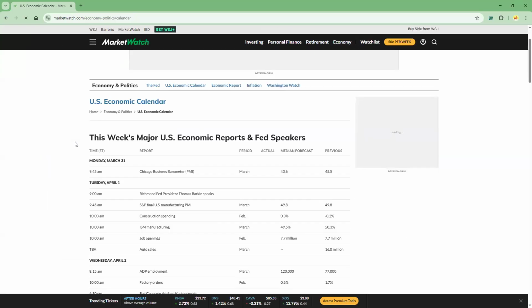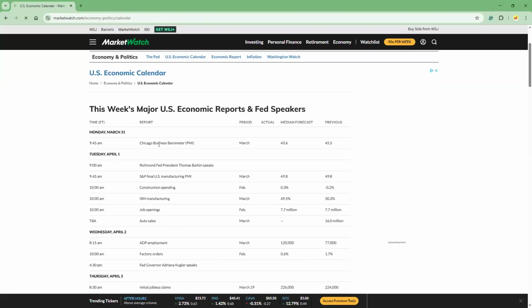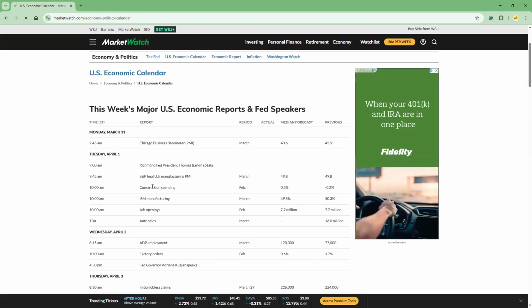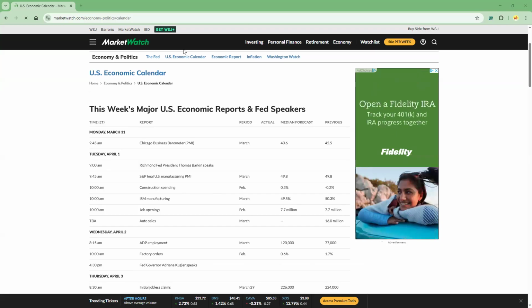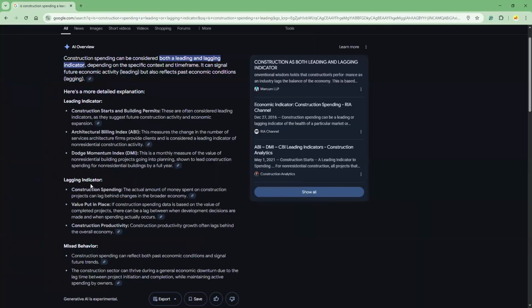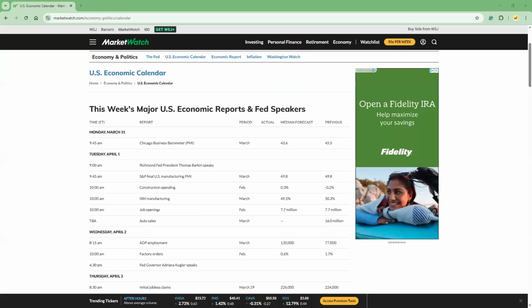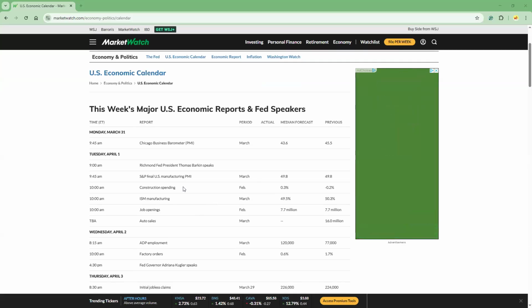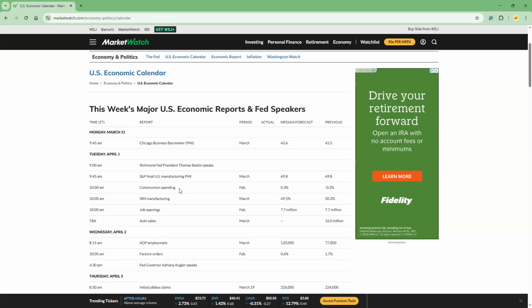Here's the economic calendar for this week. Monday, it's a pretty slow day here. Tuesday, we got construction spending, which is a lagging indicator. We have leading and lagging indicators. Construction spending, the actual amount of money spent on construction projects, can lag behind changes in the broader economy, so it's known as a lagging indicator. But it's definitely an indicator that you're looking at, because if construction spending is down, usually home sales are down, and then mortgage applications are down usually as well. It's a trickle down effect there.